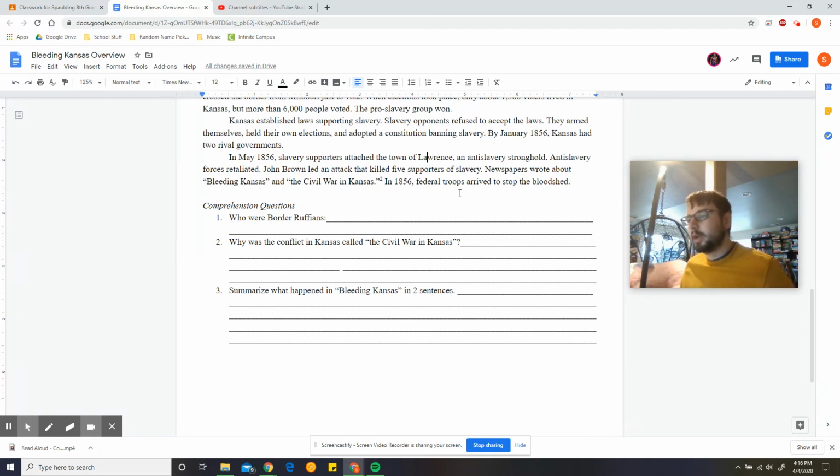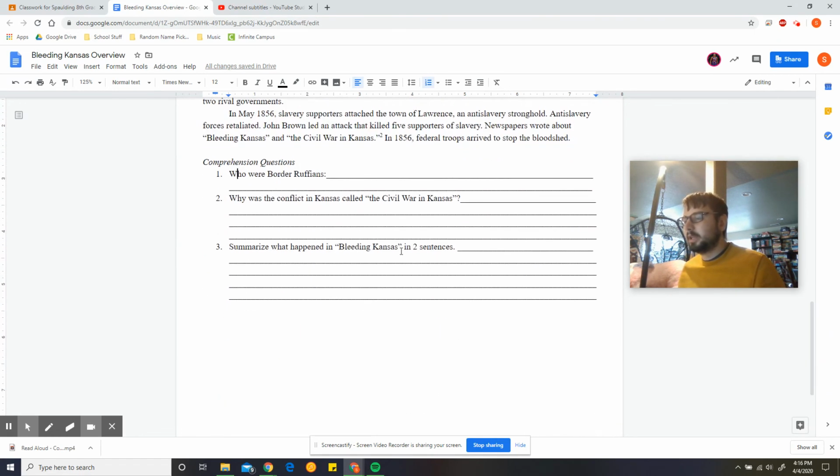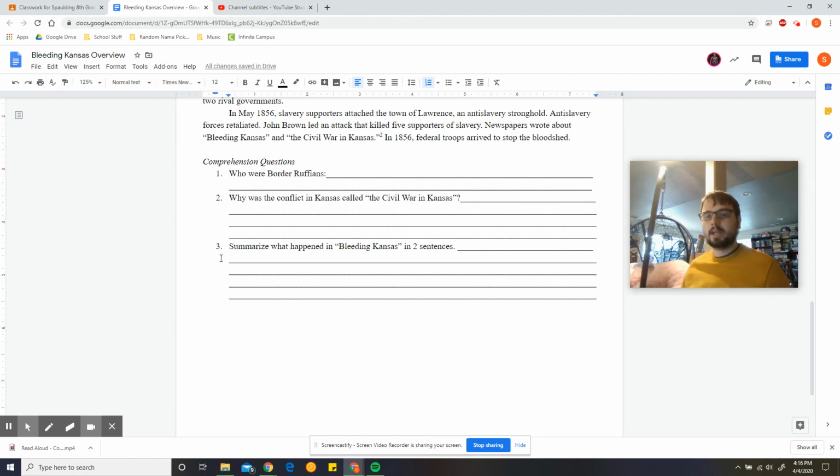Now, you have 3 basic comprehension questions that you need to answer based on this short reading. 1, who were the border ruffians? That's up here in the beginning of the reading. 2, why was the conflict in Kansas called the Civil War in Kansas? You need to think about that and come up with why it would be called a civil war. And 3, summarize what happened in Bleeding Kansas in 2 sentences. Just summarize, what was Bleeding Kansas? Why did they call this Bleeding Kansas?